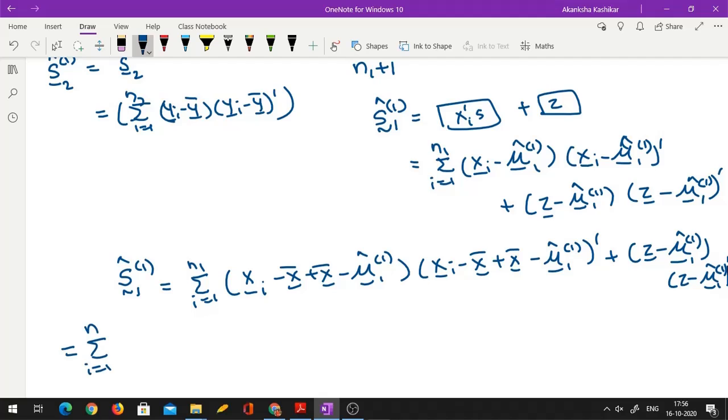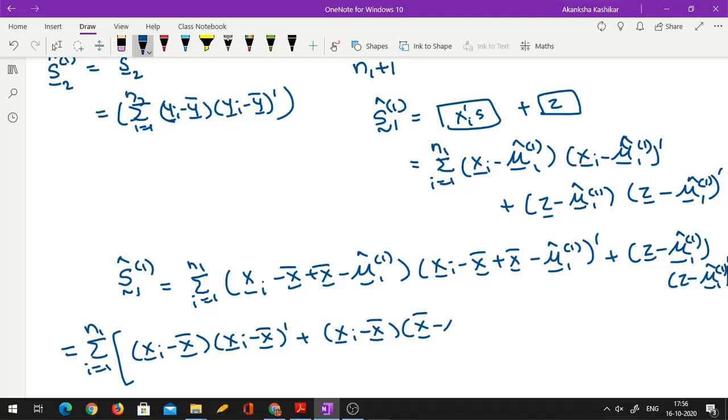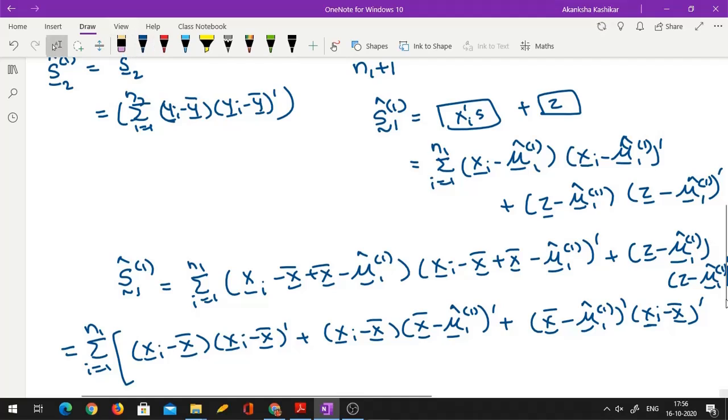So it becomes the sum over i going from 1 to n1 of xi minus x bar into xi minus x bar prime. And as I said, we are going to follow the likelihood ratio approach. We will consider two hypotheses. I won't say null and alternative, because there is nothing null and alternative here. The first hypothesis is that z comes from the first population. So x1, x2 up to xn1 and z all of them come from the first population, and of course y1, y2 up to yn2 come from the second population.